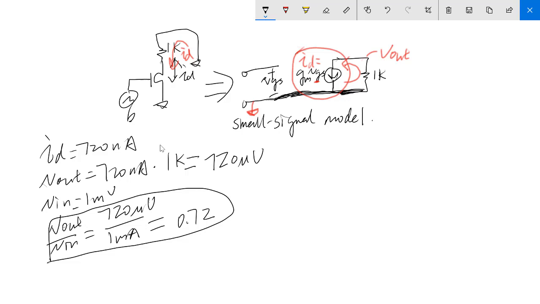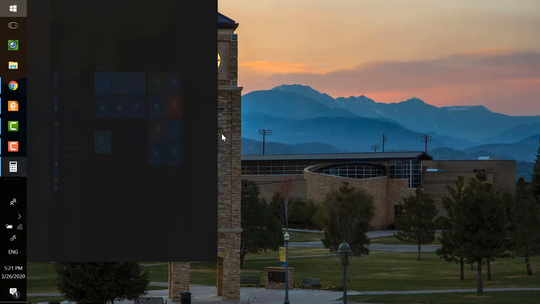All right, so we can do a quick simulation out of it. Let's do that and see if this can be verified. And you are going to work on the PMOS in the homework assignments. Let's do this quickly.